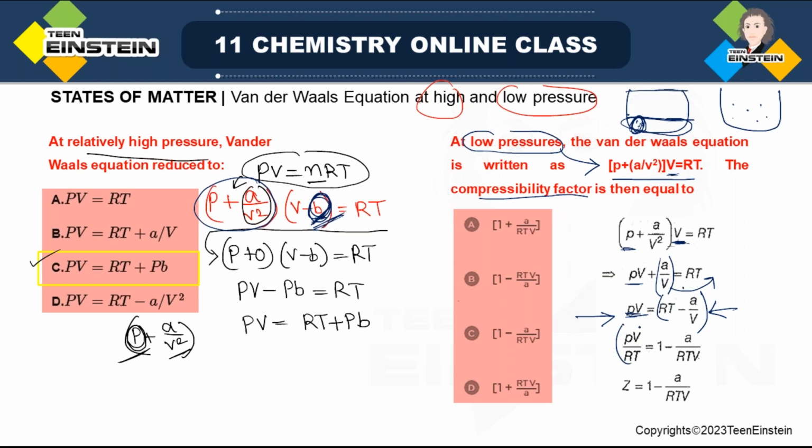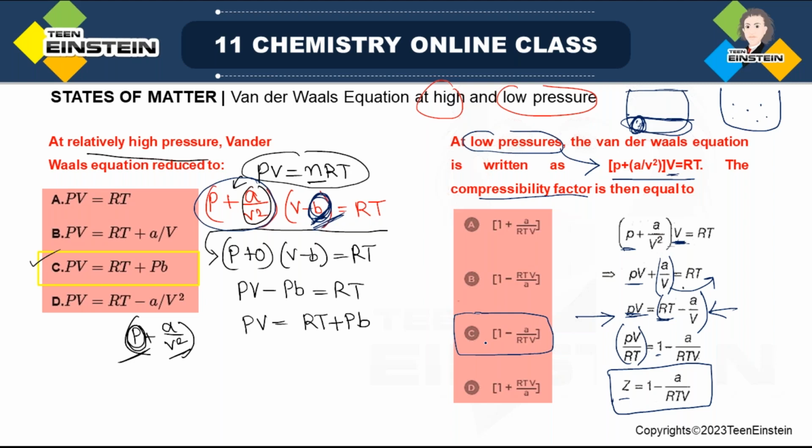So PV by RT you are getting on the left hand side, and on the right hand side RT by RT, so it is 1. And a by V, if we divide it by RT, it will be a by RTV. Now Z is nothing but PV by RT, this ratio, right? So the Z value we are getting from this equation is 1 minus a by RTV. So this option is met, right?